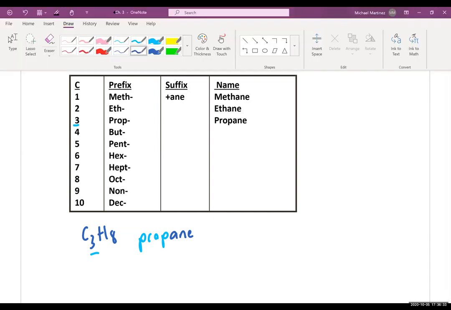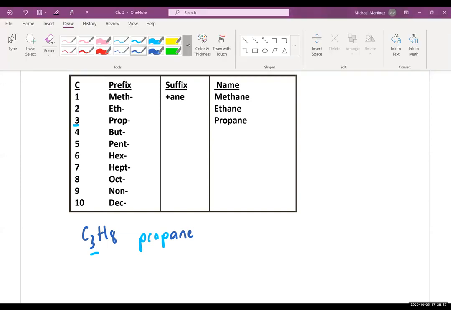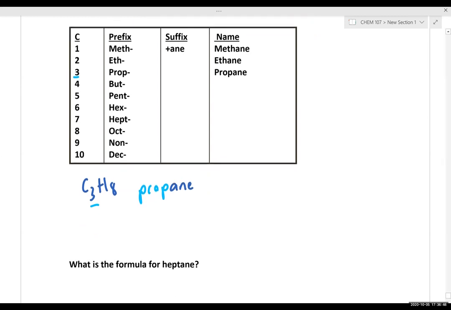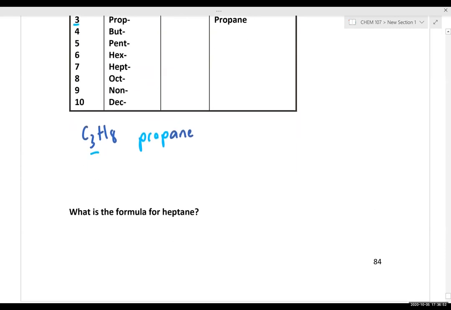Does this make sense to everyone? Remember, you're going to need to memorize these prefixes for organic compounds. But beyond that, all we're doing is writing the prefix and the ending ane. So for example, let's try to answer this question. Would someone like to tell me what is the formula for heptane? What does hept tell us? 7. Yep, so we have 7 carbons.